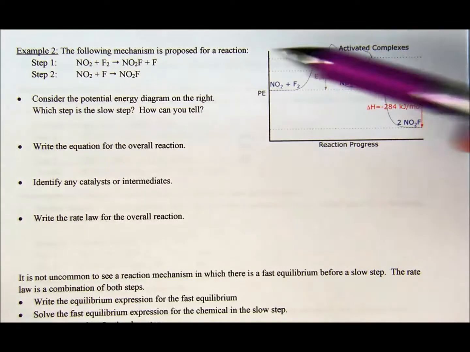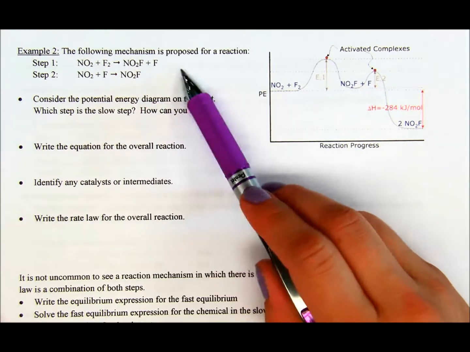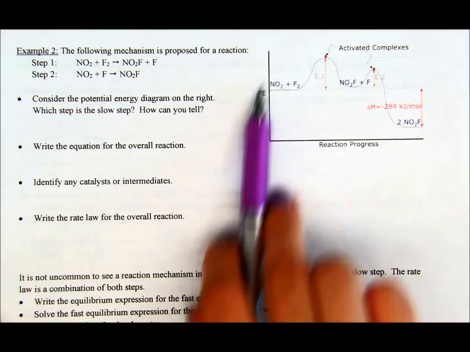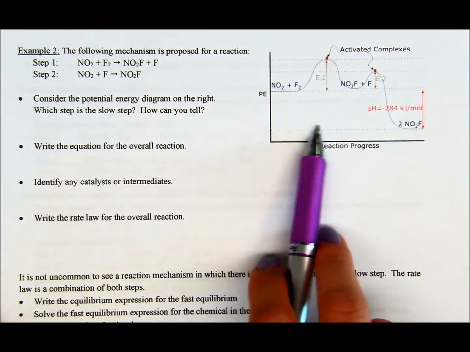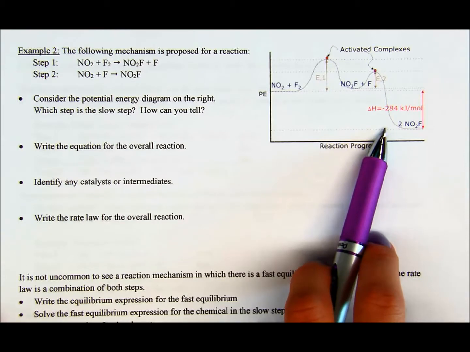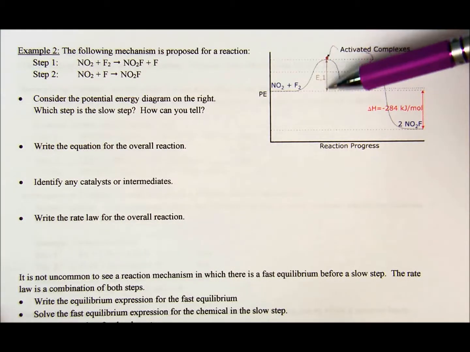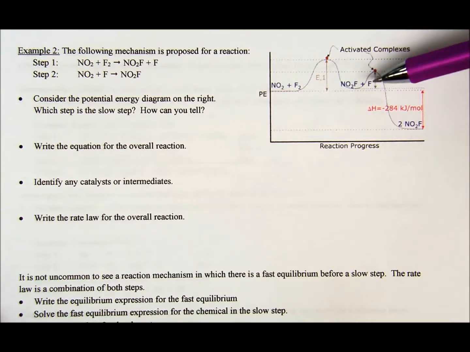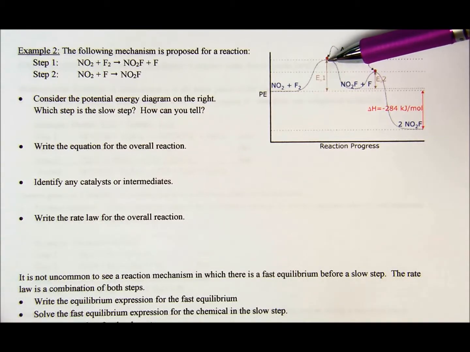Looking at our next reaction, for example 2, we're just given 2 steps. We don't know if they're slow or fast yet, and this graph that goes with it. So consider the potential energy diagram on the right. Which step is the slow step and how can you tell? So here's step 1 right here, NO2 plus F2 is going to NO2F plus F. So here to here, that's our activation energy 1. This is our activation energy 2 right here. So activation energy 1 is much higher than activation energy 2. So step 1 is going to be the slow step, and that's because it has a larger Ea. So if it requires more energy to do, it's going to be slower.